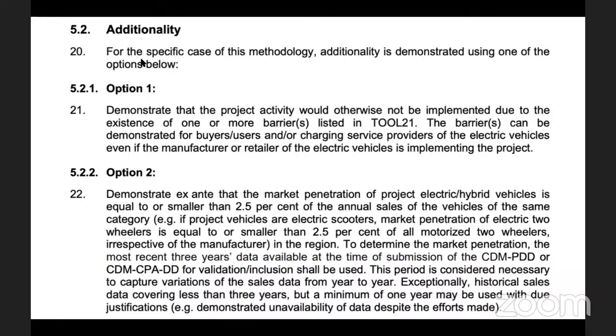Additionality. For the specific case of this methodology, additionality is demonstrated using one of the options below. Option 1, demonstrating that the project activities would otherwise not be implemented due to the existence of one or more barriers listed in Tool 21. The barrier can be demonstrated for buyers, users, and or charging service providers of the electric vehicles, even if the manufacturer or retailer of the electric vehicle is implementing the project.